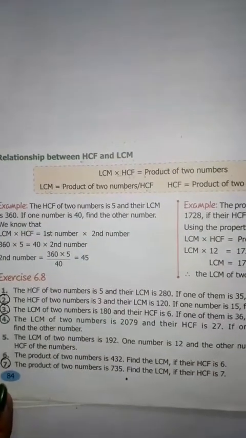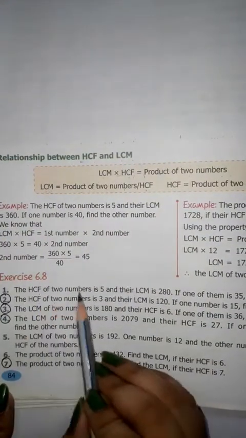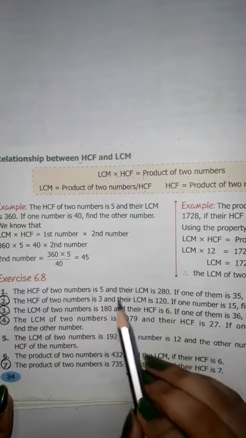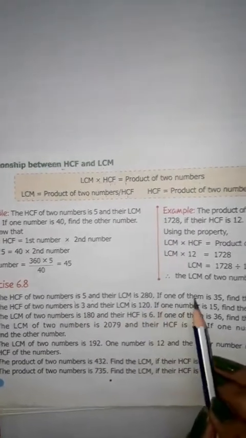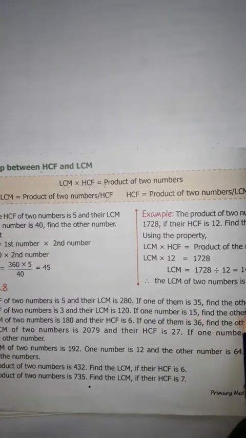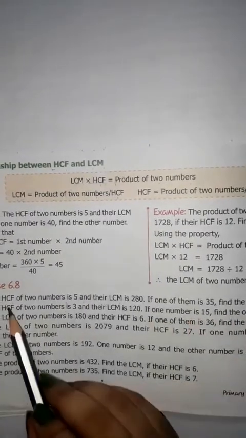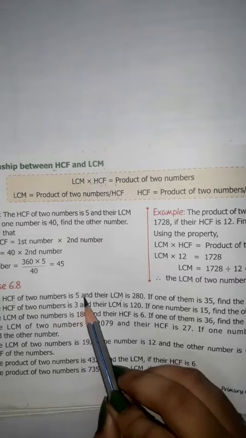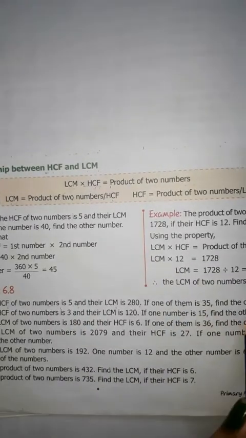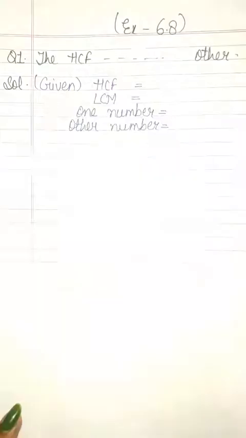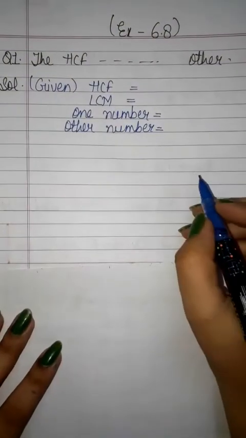Now children, see question number 1. The HCF of two numbers is 5 and their LCM is 280. If one of the numbers is 35, find the other number. That means LCM and HCF are given to you, and from the two numbers, one number is given. You have to find the other number. So see the solution, children.